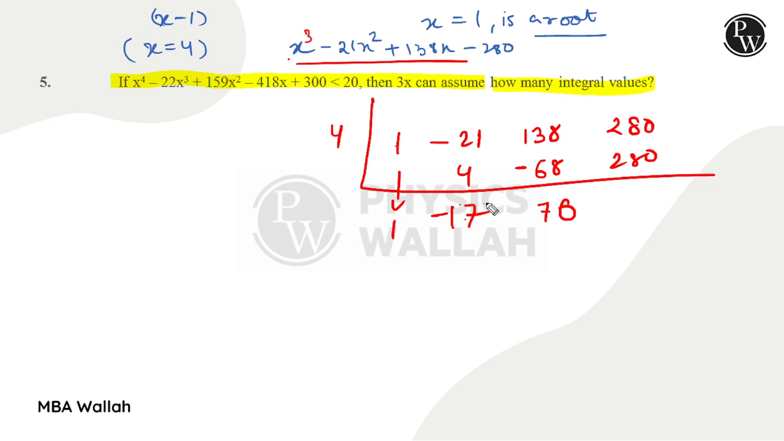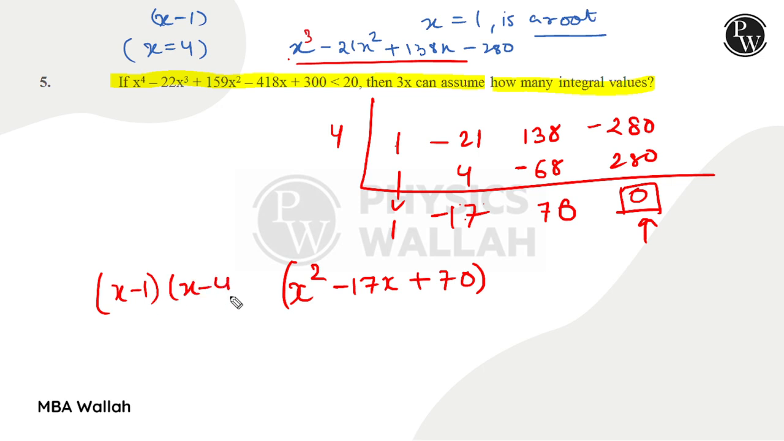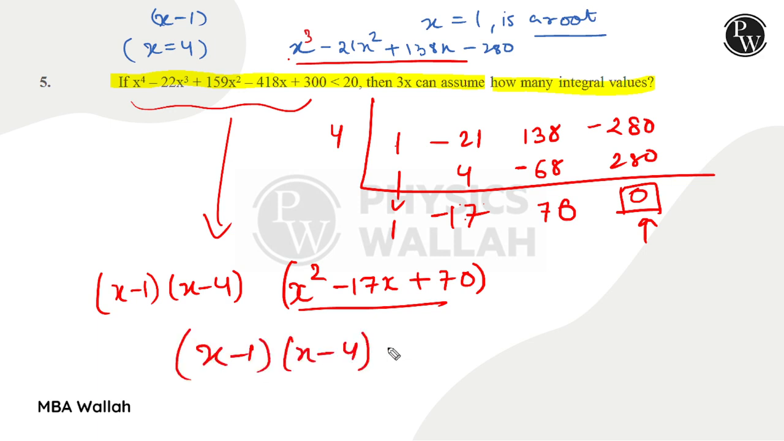Now remember the remainder is 0. So what do I get? This is a cubic, so what I typically will get is x square minus 17x plus 70. So the quartic can be broken down like x minus 1, x minus 4 times this. Now I need two numbers whose product is 70 and whose sum is minus 17. Those two numbers will be x minus 7 and x minus 10. That's it.